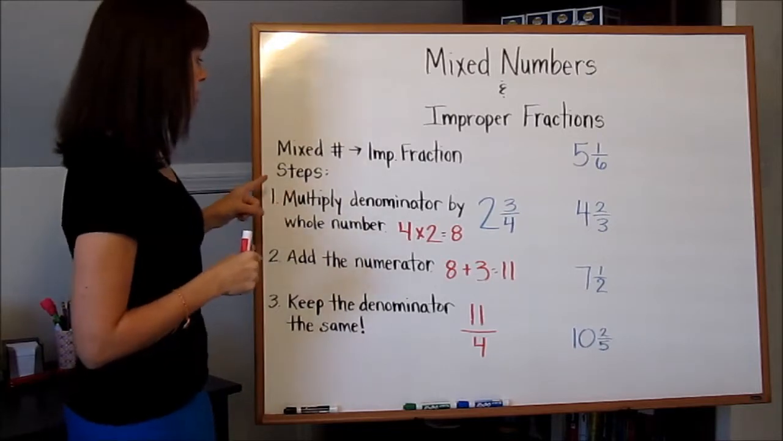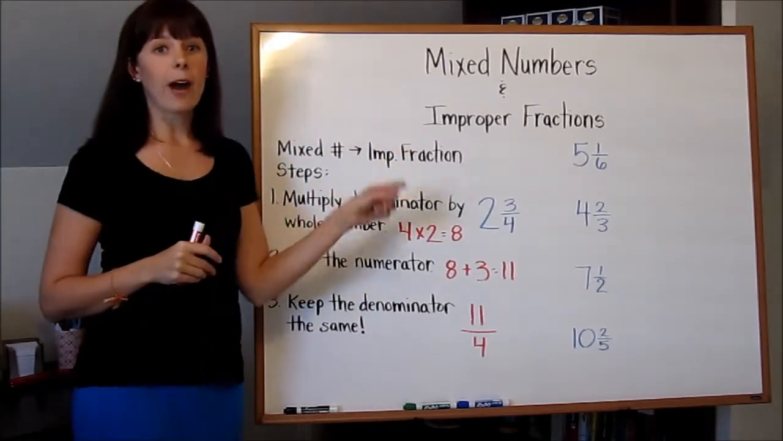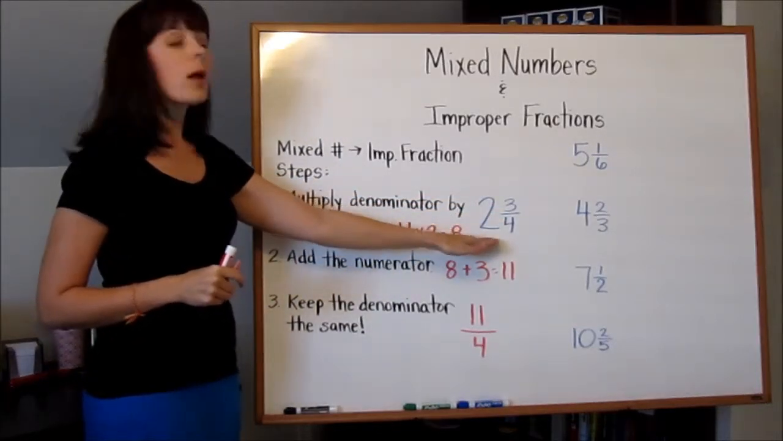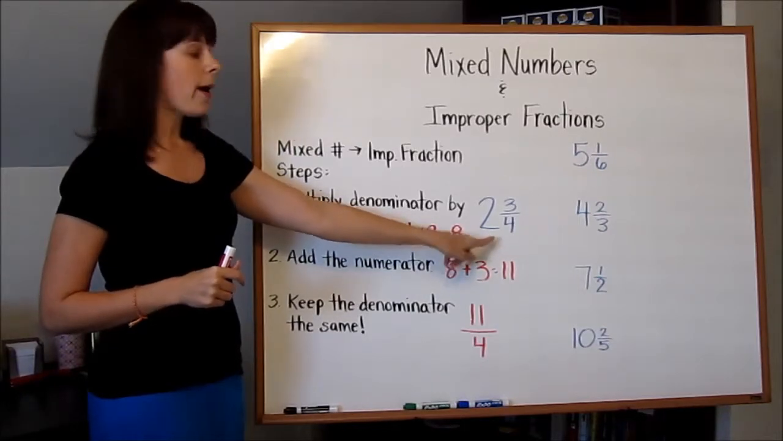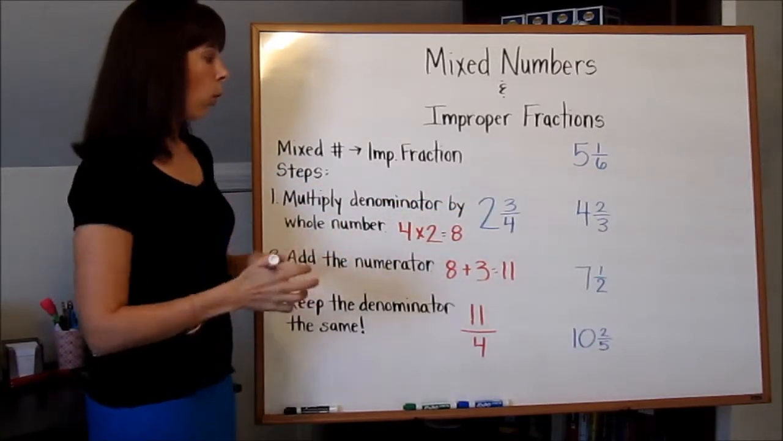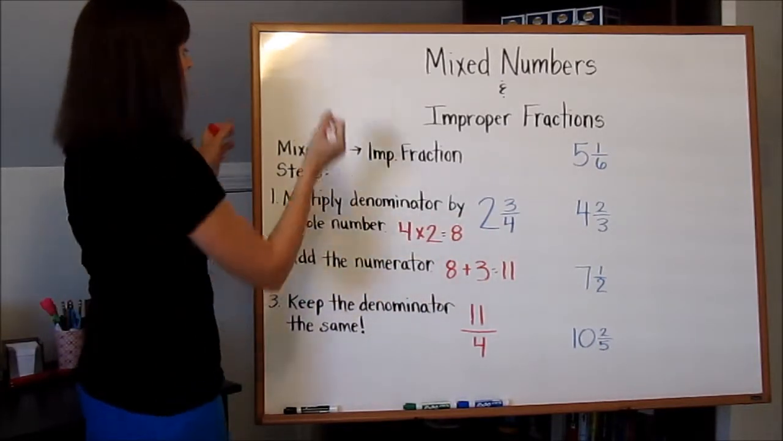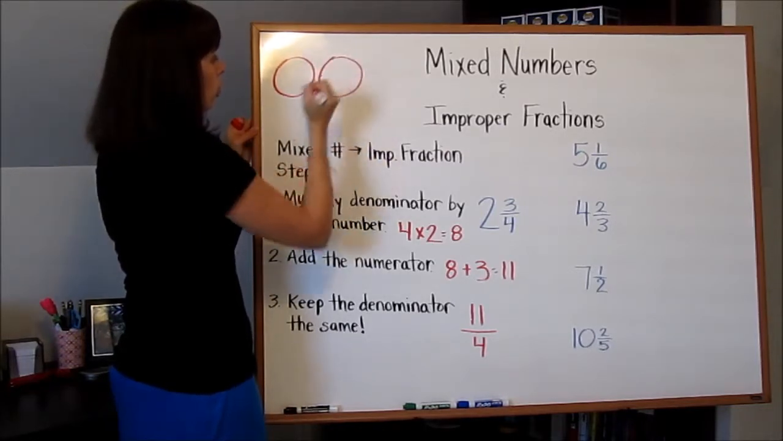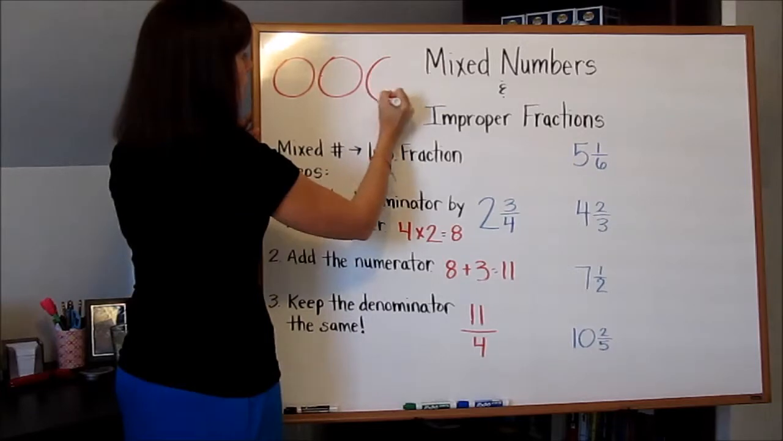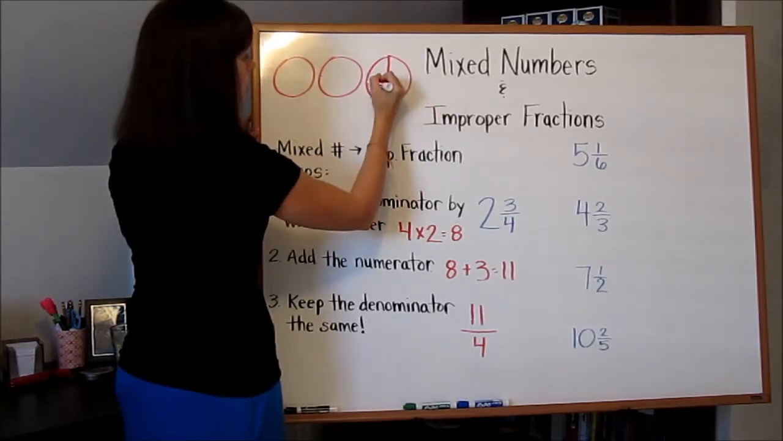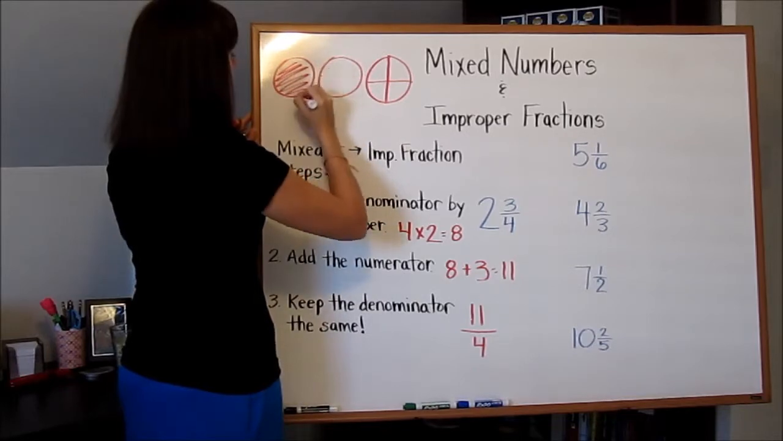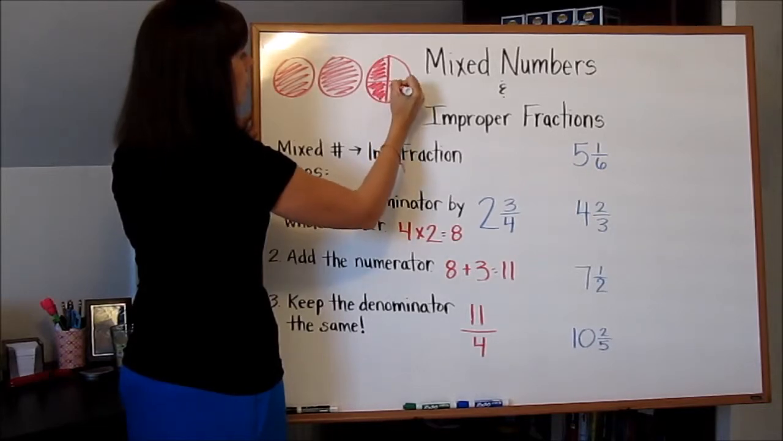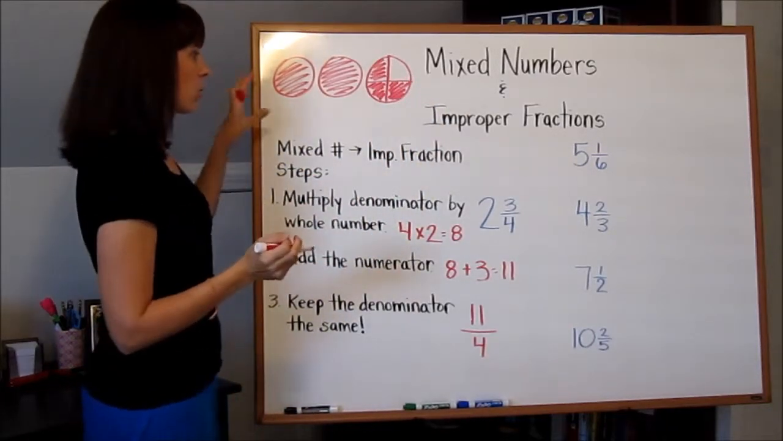or going the other way around. So here are the steps for changing a mixed number into an improper fraction. And we have the example 2 3/4. Now this is a mixed number because we have a whole number, 2, and then 3/4 of another whole. And if I were to model what this looks like, let's say I'm using circles to model this. I have 1 whole, 2 wholes, and then 3/4 of another. So if I break this into fourths, here's 1 whole, 2 wholes, 1/4, 2/4, and 3/4.